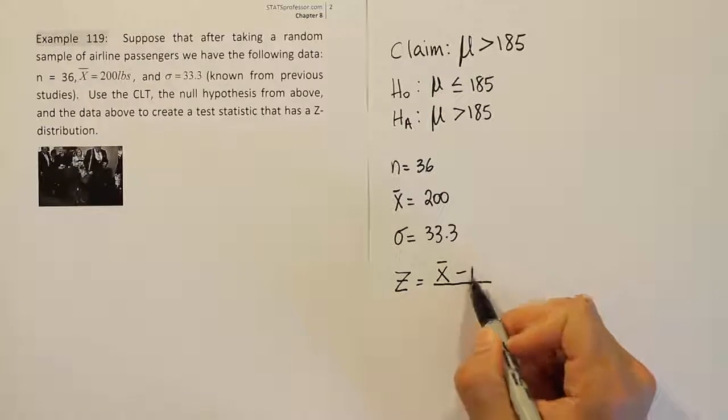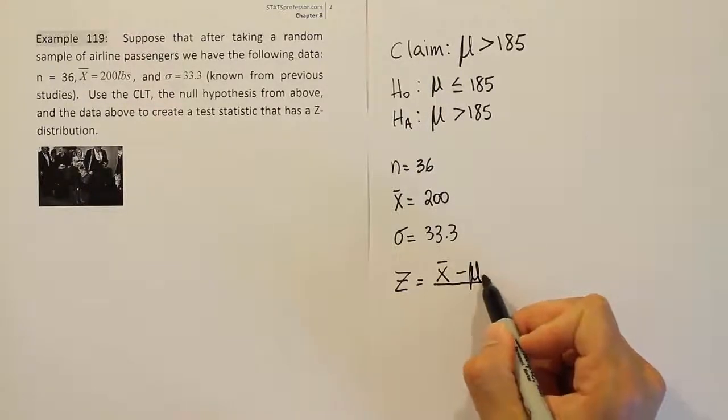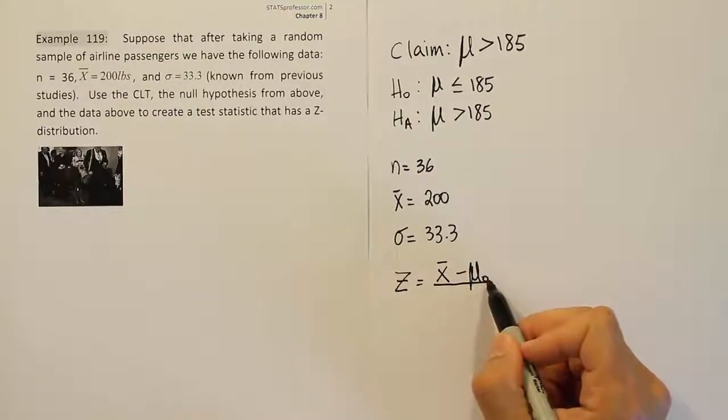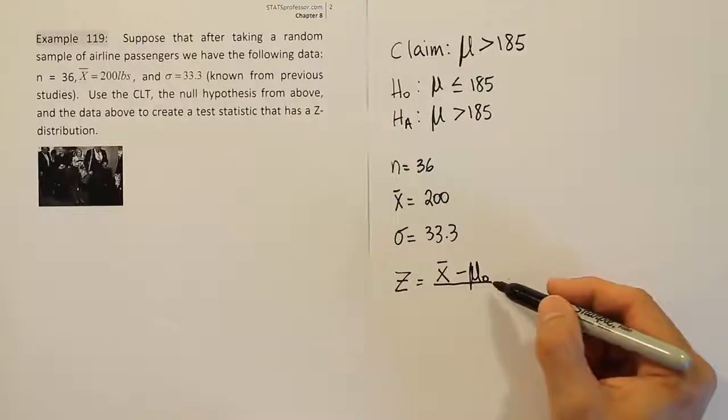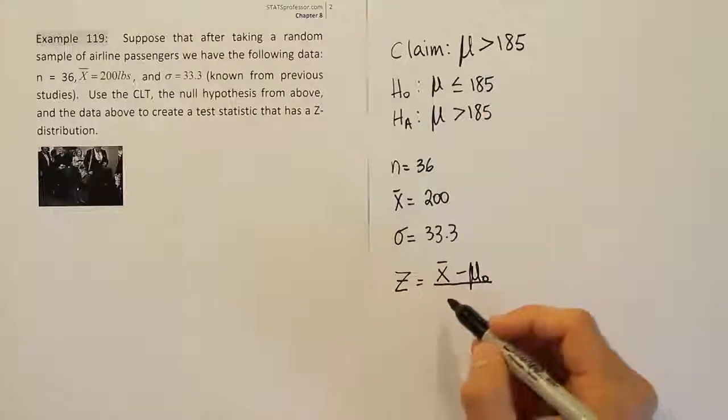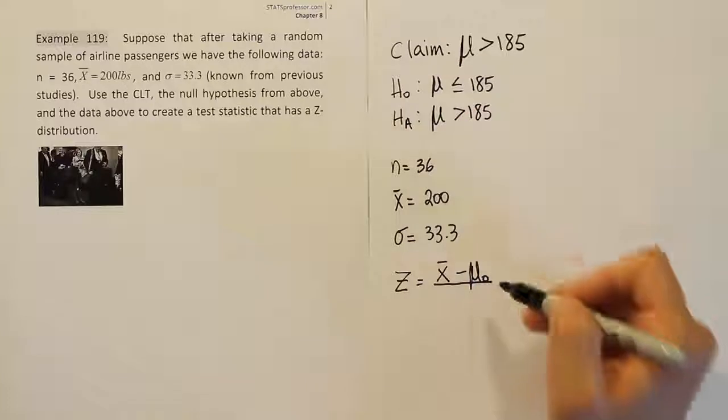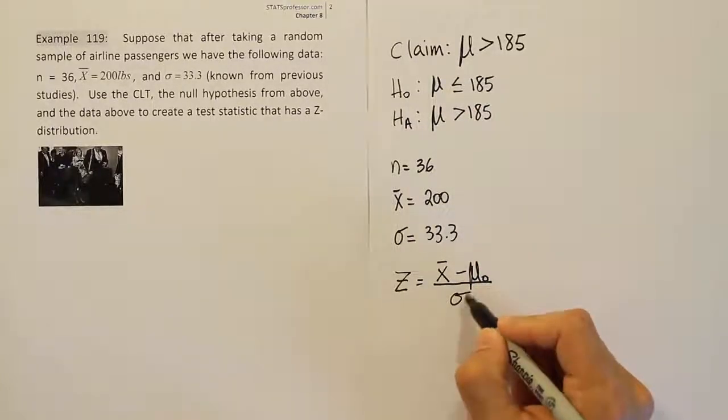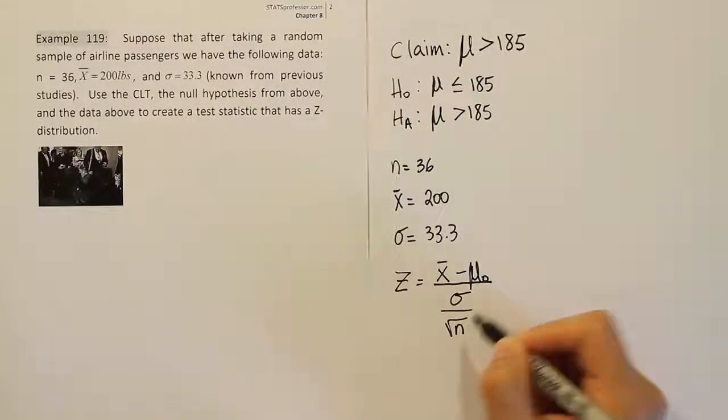X bar minus the mean sub 0, right? So mu sub 0, that little subscript is indicating where we're going to get the number from. It's going to come from H0. That's why it has the same subscript as H0. Then sigma over the square root of n.